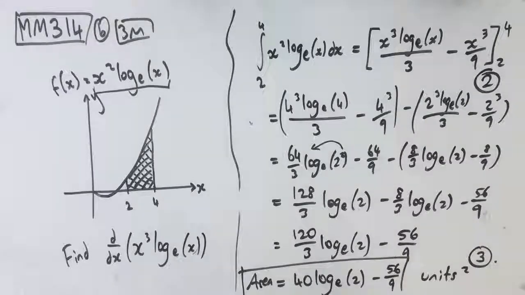And we need to make sure that it's in the format that it asked for it in, right? Because it said we needed to do a log e of b plus c, which is what we've done. A is our 40, b is our 2, and c is our negative 56 on 9.